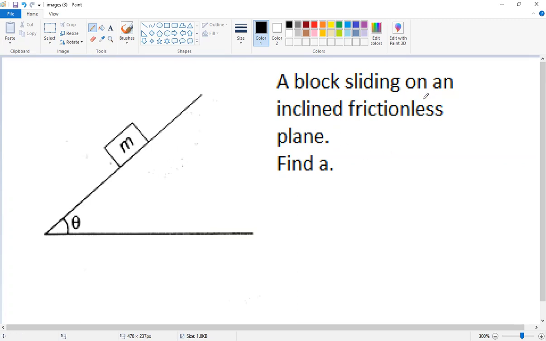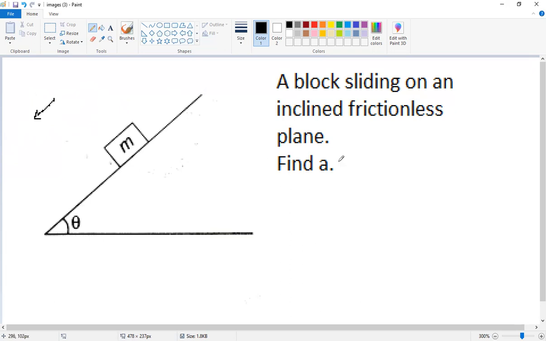Here it's given that a block is sliding on an inclined frictionless plane. Find A, the acceleration of the block. This is a block of mass m, sliding on a frictionless plane, going in this direction along this surface. On a frictionless surface means that this surface exerts no friction. There's no friction force opposing this block.